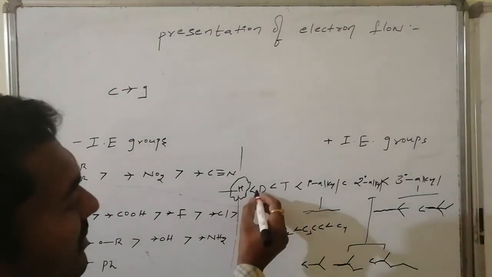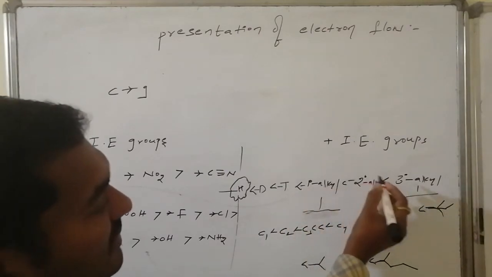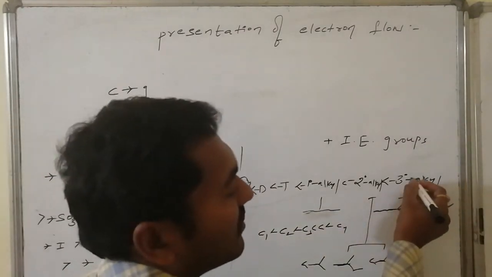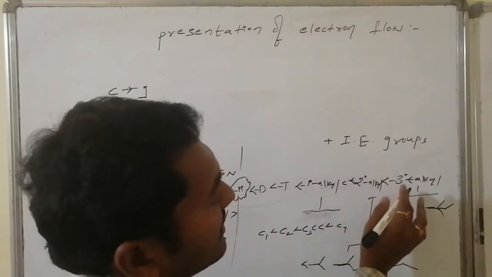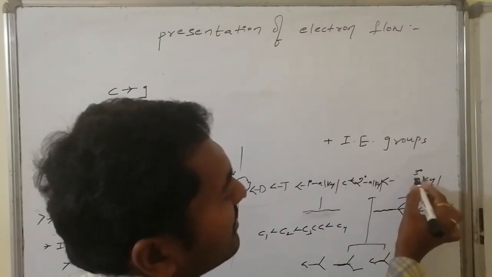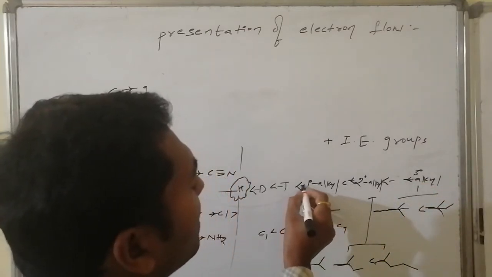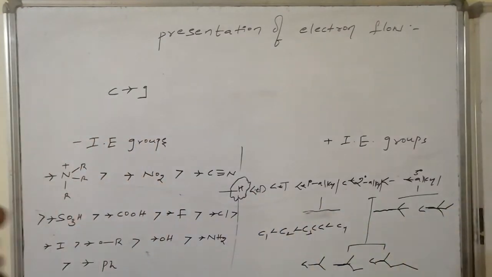Suppose they are connected to the valency like this: deuterium, tritium, primary alkyls, secondary alkyls, tertiary alkyls. What are they doing? They are donating electron density. So electron flow is present like this. This is tertiary alkyls, you write it as tertiary alkyls. Flow is present like this. Secondary alkyls, primary alkyls, flow is present like this. Tritium, deuterium, flow is present like this.